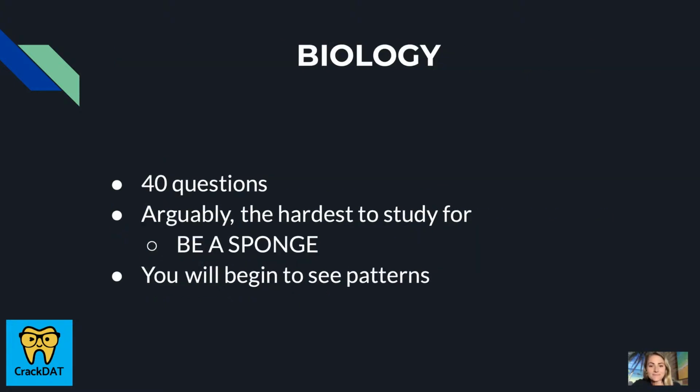So the first one you're going to encounter on the test is biology, which is hopefully good because you take a lot of biology in dental school. It's 40 questions. Arguably, this is the hardest to study for. So honestly, the best advice I could give anyone for the biology section is just be a sponge.